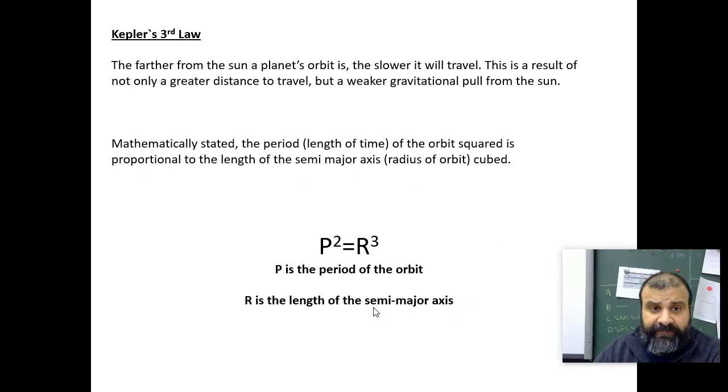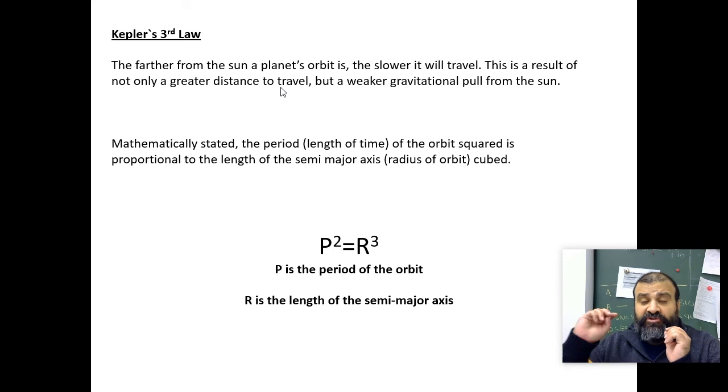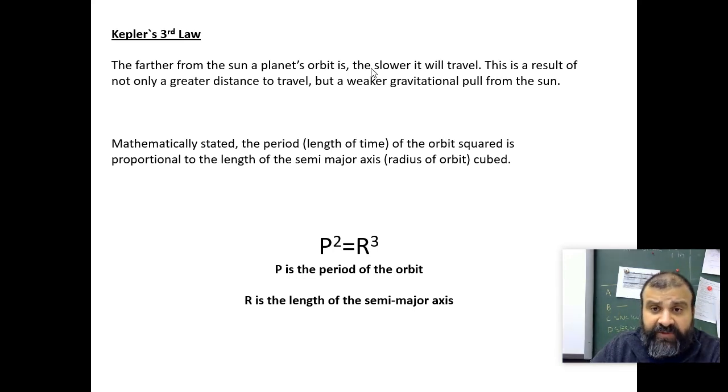Kepler's third law. The farther from the sun a planet's orbit is, so let's say we're talking about Mercury really close to the sun and Jupiter a lot further out, the planets that are furthest away from the sun will have the slowest orbits. They will be moving the slowest.